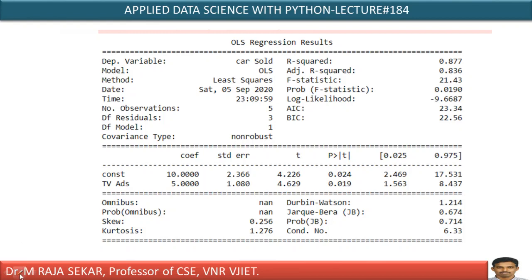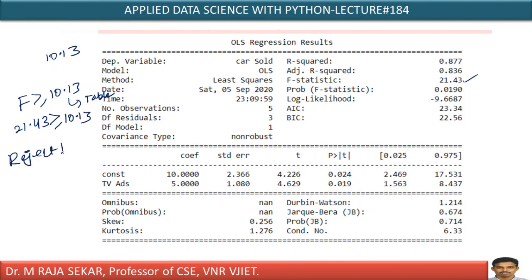Let me say the table value is 10.13. Therefore, F is greater than or equal to 10.13. This is the table value, you must always remember. Now, what is the calculated F statistic value? It is 21.43. If your calculated value is greater than the table value, then I can say reject H naught, reject the null hypothesis.